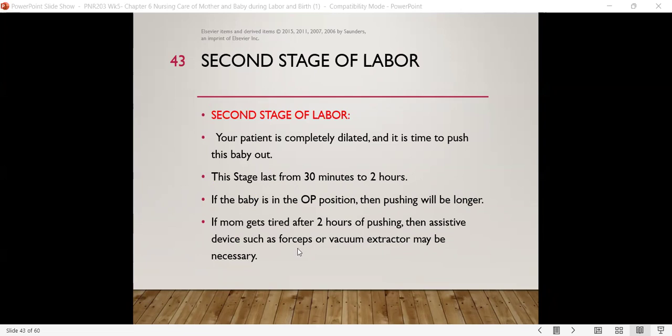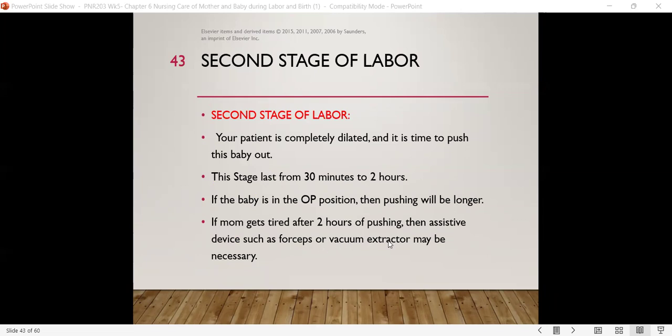Remember, the forceps would make a little mark on his head, okay, because these are stainless steel blades going over his head. And then mom will push with the contraction, and then the obstetrician will give that counter pull and help get that baby through. Sometimes when the baby's head goes around the symphysis pubis, that's where it gets a little tight.